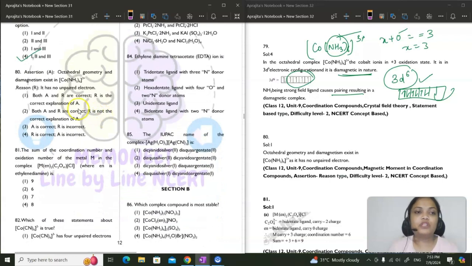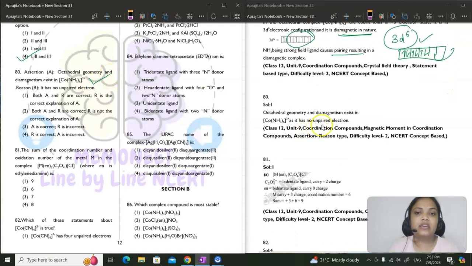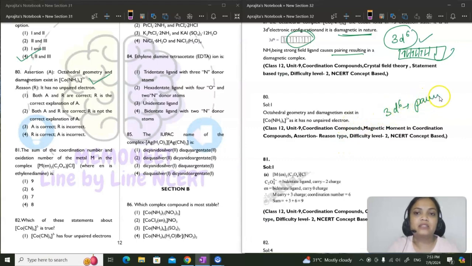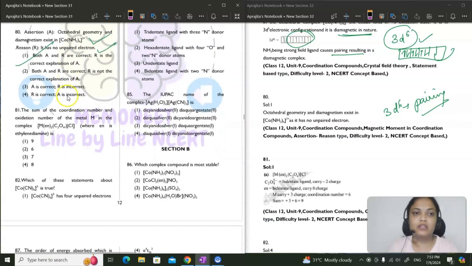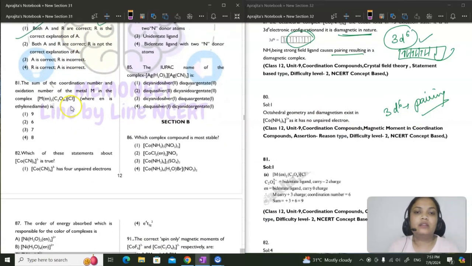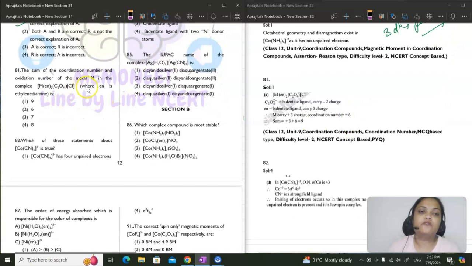Okay, question number 80. The assertion says octahedral geometry and diamagnetism exist in Co(NH3)6 3 plus. Just now we have seen that yes, diamagnetism is there because 3d6 is there and pairing will happen. And since 6 ligands are there, yes, octahedral geometry is there. The reason is it has no unpaired electron. This is also true, because of no unpaired electron, diamagnetism exists. So both assertion and reason are true, and the reason is the correct explanation of the assertion.